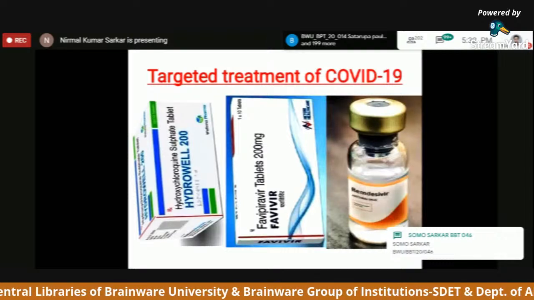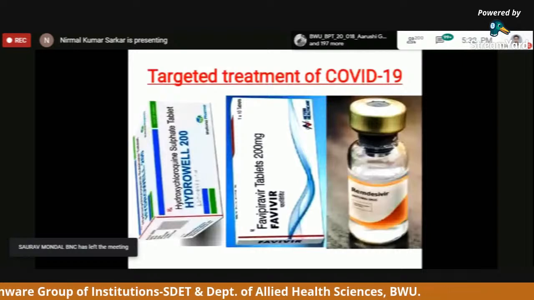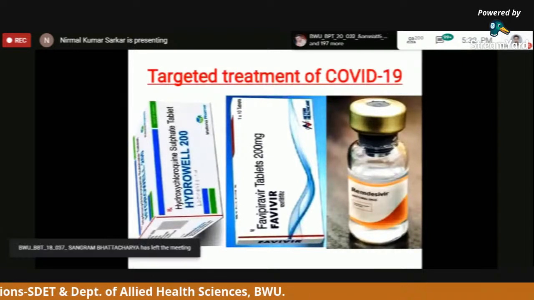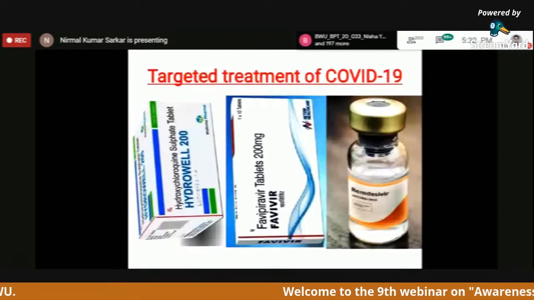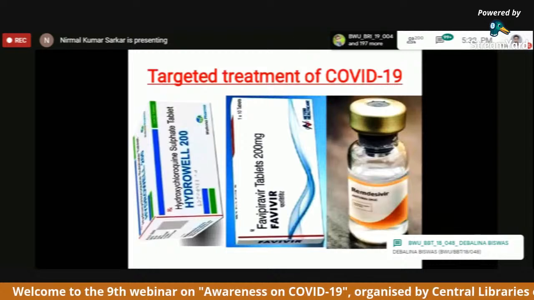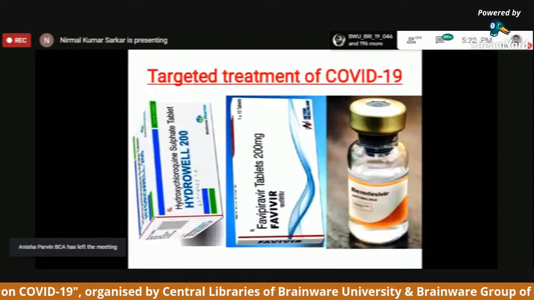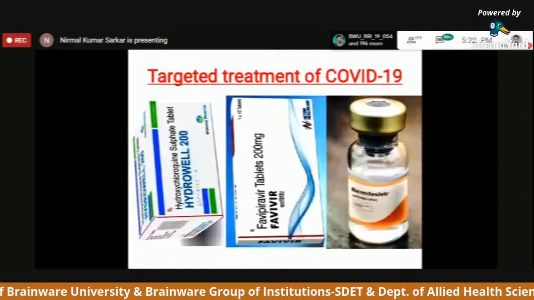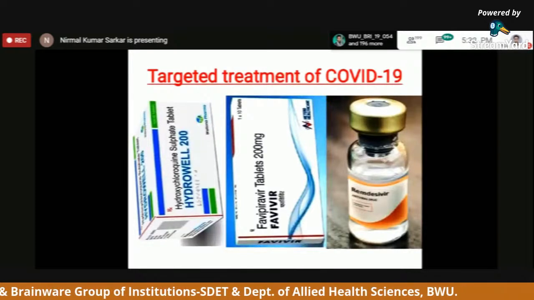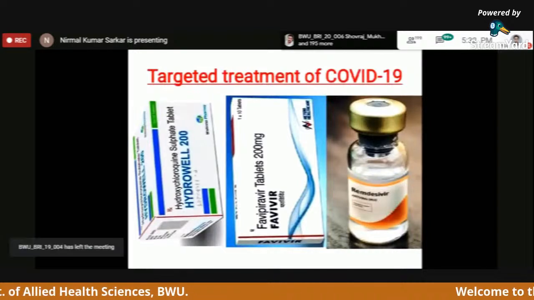An antiretroviral drug, favipiravir, which was originally invented in 2014 in Japan to control influenza virus, is known to significantly slow down the multiplication of novel coronavirus. This drug actually inhibits the RNA-dependent RNA polymerase enzyme of the virus and thereby slows down the multiplication of the virus.